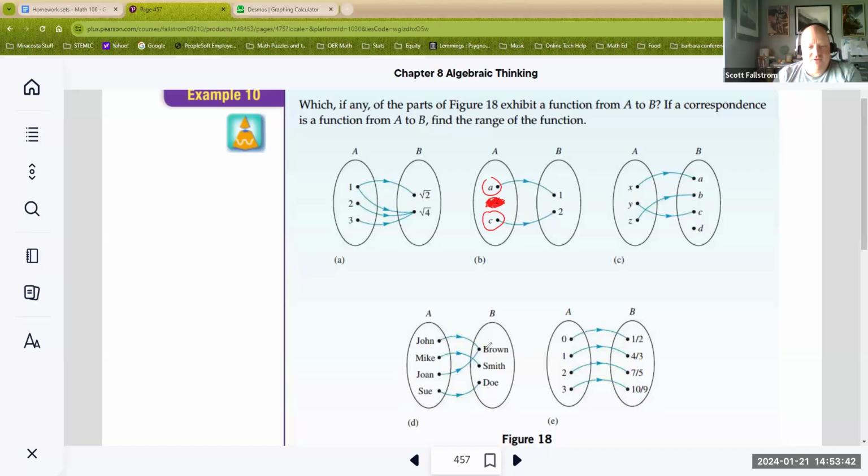So here, John and Joan, maybe this is the relation of last name. John and Joan are both named Brown. Mike Smith and Sue Doe. Sudoku. It's a puzzle. So notice everyone maps to exactly 1. Even though 2 people map to Brown, that's okay because John mapping to Brown and Joan mapping to Brown does not violate the definition of a function. Each input has to go to exactly 1 output.